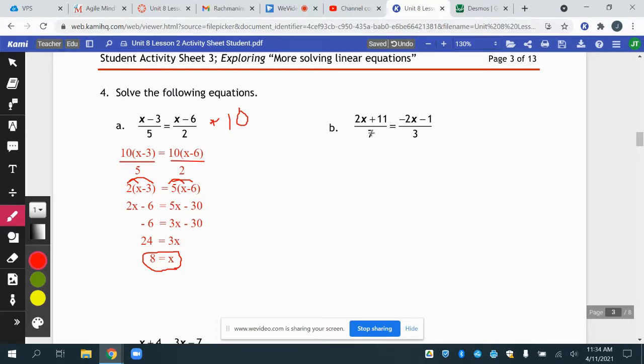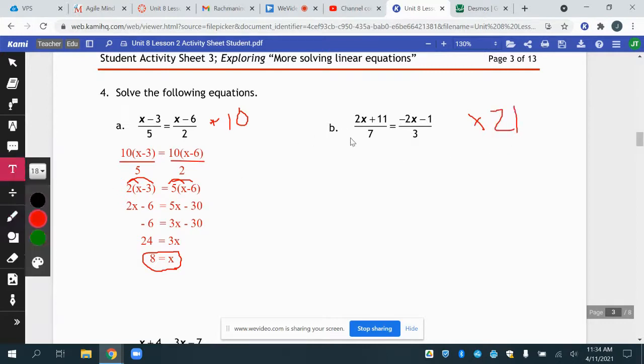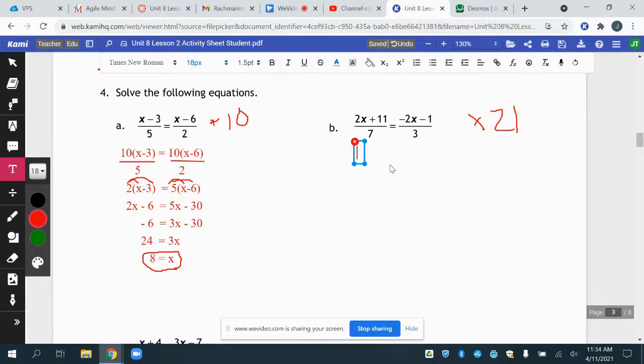Okay, so I'm going to show this one slightly faster. It's the same thing. The thing you need to notice is 7 and 3. If I want to get rid of those, I multiply by something they both go into, which is 21 times. Let me do this one faster. I'm going to try to talk less. So I end up with 21 times 2x plus 11 equals negative 21 times negative 2x minus 3.